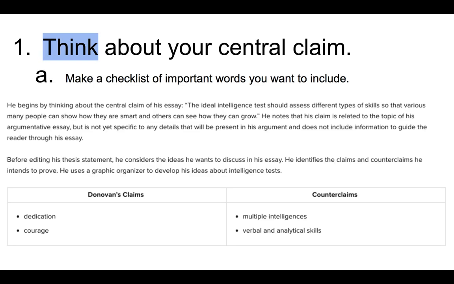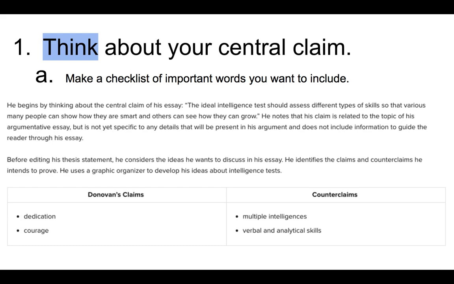So here we go. The first step is to think about your central claim. Right? You were given the prompt last week, and I asked you to write a summary about your ideas. And so your claim should really be coming from that. What do you believe about the prompt? And a good way to do this is to make a checklist of important words that you want to include. Okay, you remember Donovan? Donovan was the student who wrote the model essay that we read in class together last week. And in this video, I'm also going to show you how he uses the different steps to write his thesis statement. So this is what he does first.